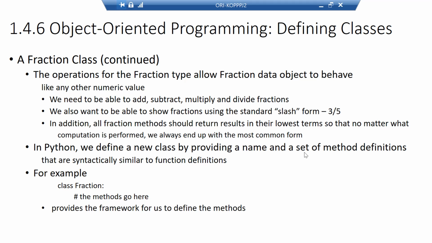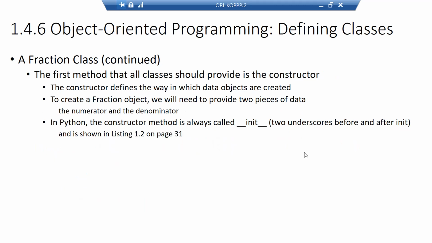In Python, we define a new class by providing a name and a set of method definitions that are syntactically similar to function definitions. For example, class Fraction, and then the methods that we need will go underneath that. This provides the framework for us to define the methods. The first method that all classes should provide is the constructor. The constructor defines the way in which data objects are created. Another name for constructor is initializer. In Python, it's the __init__.